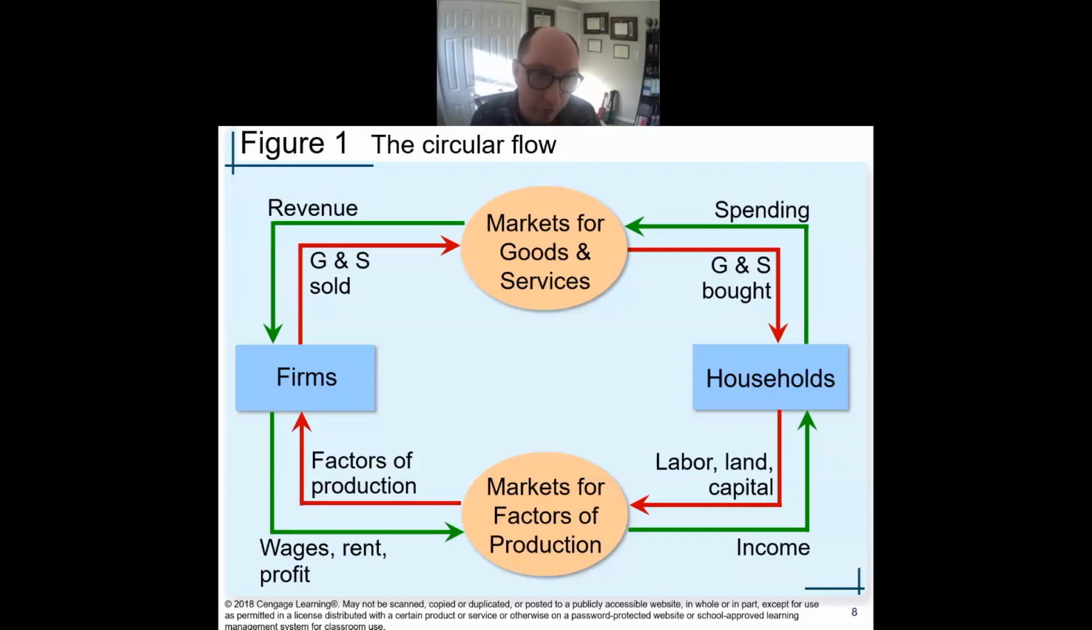What comes out of the company is the cost of goods sold. Okay, cost of goods sold. That's the finished product cost. And that goes into the market as a finished product. And the household buys the finished product. So the finished product is an input for the household, an output for the firm.